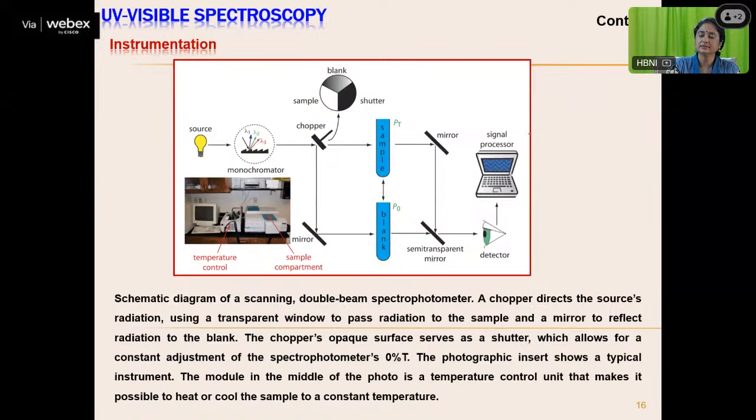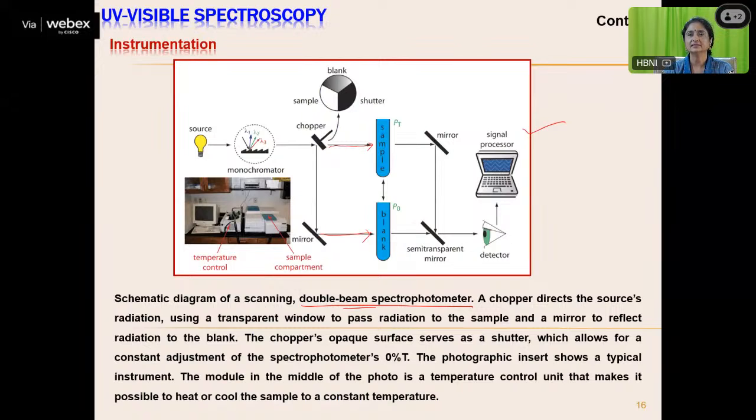Now this is a typical setup of UV-visible spectra: a schematic diagram of a scanning double beam spectrophotometer. A chopper directs the source radiation, using a transparent window to pass radiation to the sample and a mirror to reflect radiation to the blank. At the same time, the radiation passes to the sample and to the blank. Since it is double beam, the blank contribution is neglected during the single measurement. And when there is no sample, it can be set to 100% transmittance, and so on.